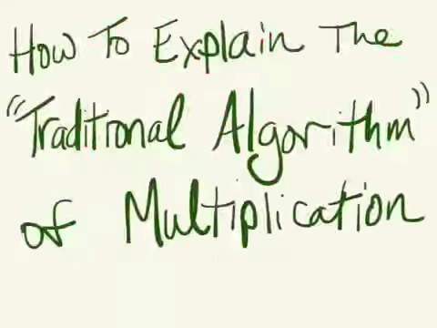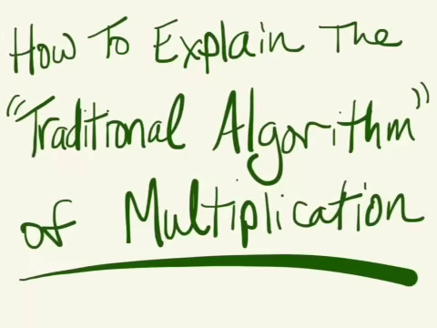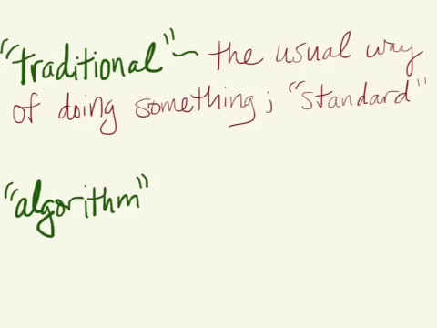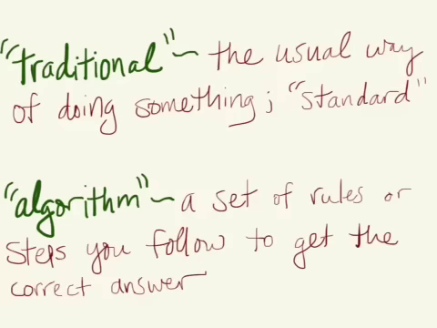Today's lesson is how to explain the traditional algorithm of multiplication. Now, before we start in on that, we need to understand what the words traditional and algorithm mean. Let's start with traditional. The word traditional means the usual way of doing something, or standard. Make sure that you are writing down these definitions in your notes. And the word algorithm means a set of rules or steps you follow to get the correct answer.